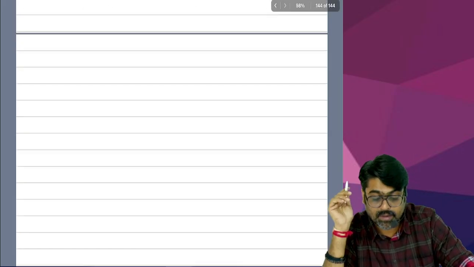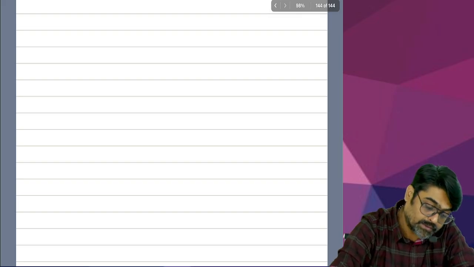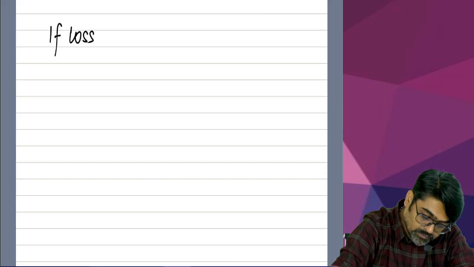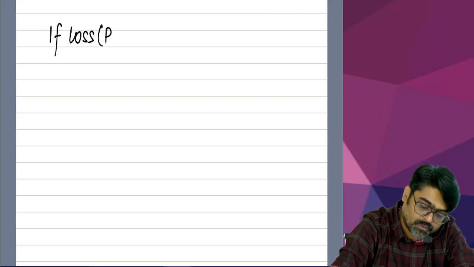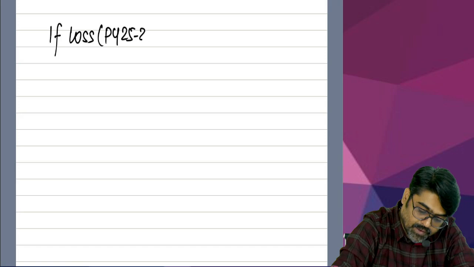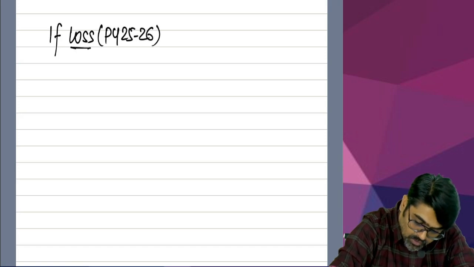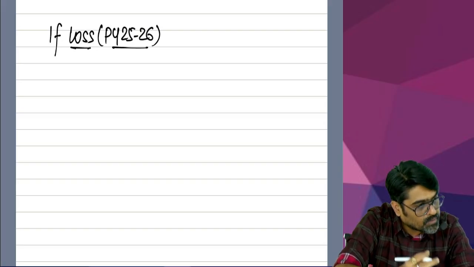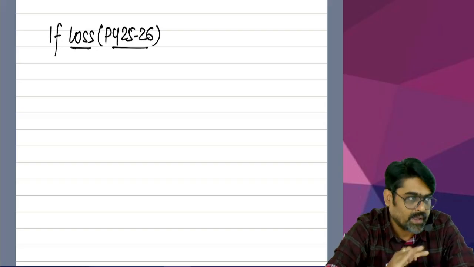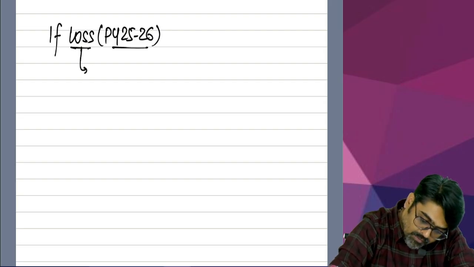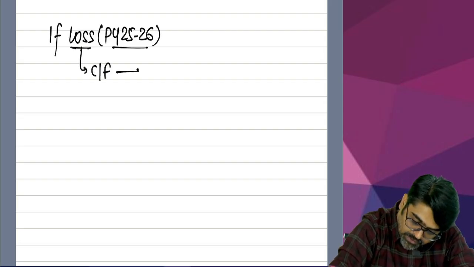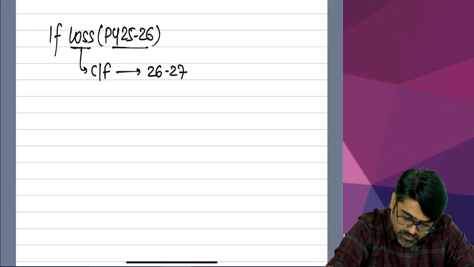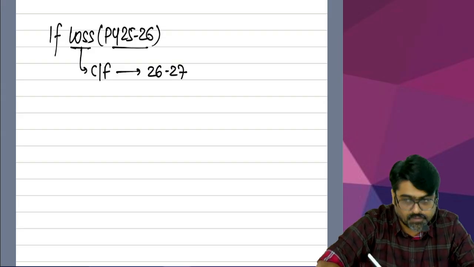Understood? Now, see, there is one important point. If a loss is calculated for the first time for previous year 25-26, so this is a loss for which year? Because the loss is calculated for the first time in 25-26, this is a loss of 25-26. If you want to carry forward this loss to the subsequent year, which year? 26-27. Can you carry forward this loss? This is the first-time carry forward.